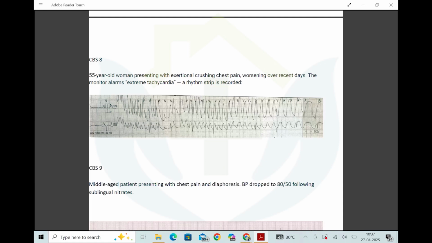Polymorphic VT. Correct. So what are the risk factors of that developing? Hypomagnesemia. Yeah, that is one. Long QT interval. Yeah, prolonged QT interval. So what are the drugs which are causing prolonged QT interval in your ICU? Can you name 5 drugs which cause prolonged QT interval?